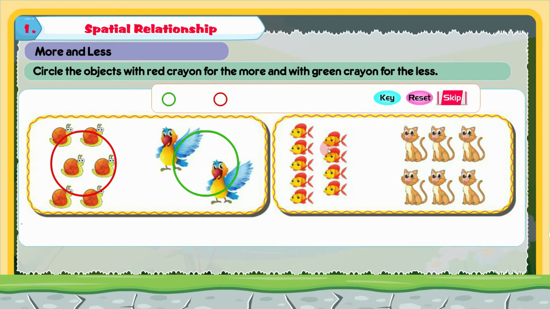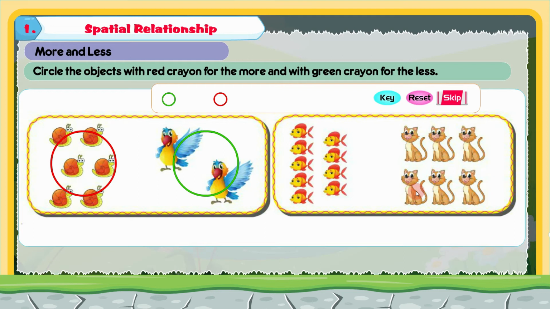Now we will come to the next picture. Here we have fishes and here we have cats. Let's count the fishes first. 1, 2, 3, 4, 5, 6, 7, 8, 9. So the fishes are 9 here and the cats, 1, 2, 3, 4, 5, 6.